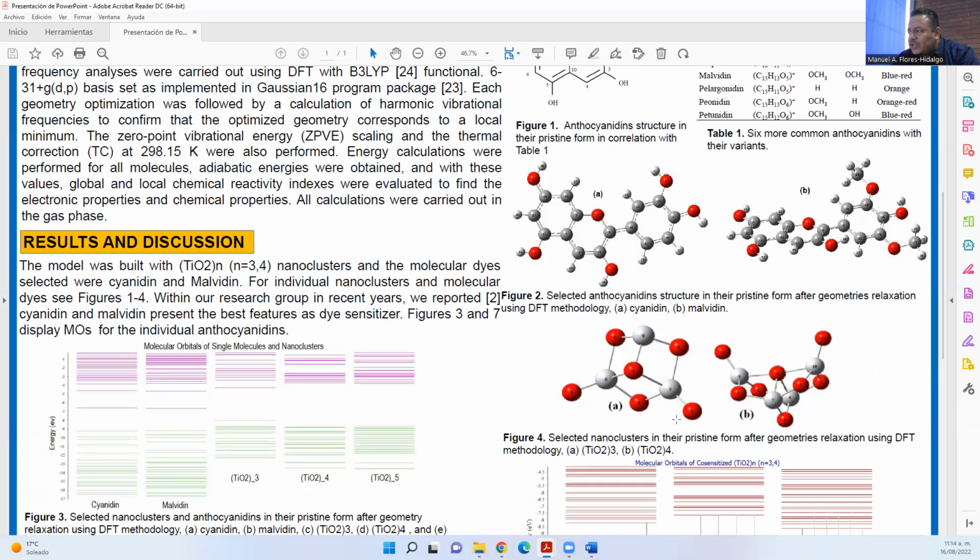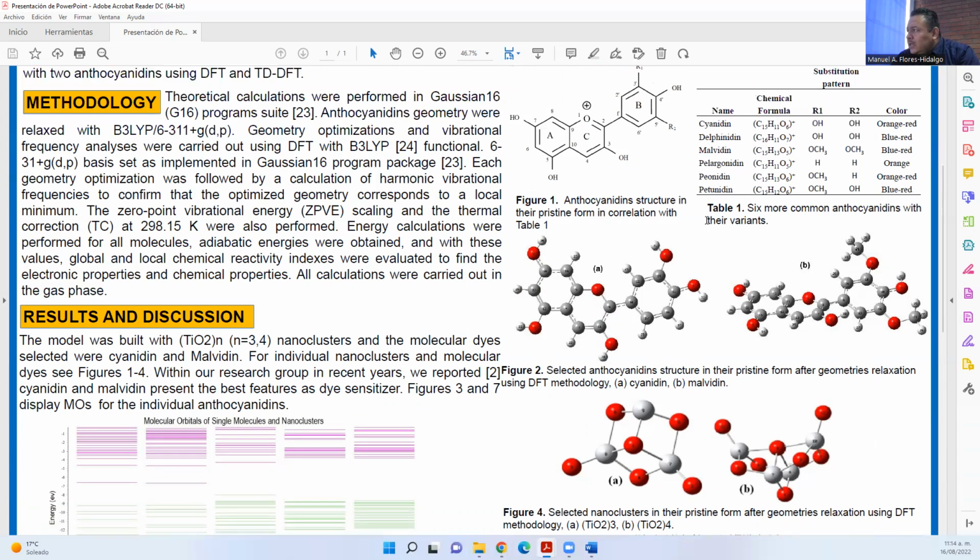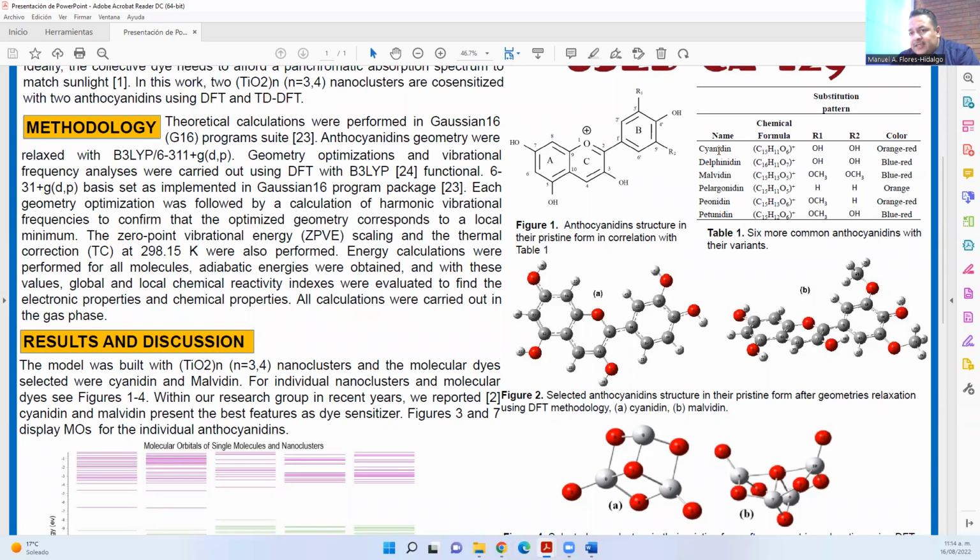These nanoclusters are sensitized with organic molecules, which are considered natural pigments, which can be obtained from plants. Normally, these pigments that we selected are anthocyanidins, which give color to the plants. Six of the anthocyanidins are considered the most used. These are listed here in table 1. From this table 1, we selected the first row, which is cyanidin, and the third row, which is malvidin.